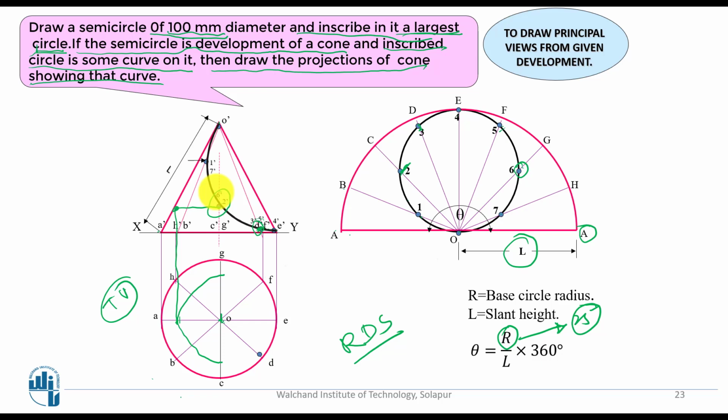2 as well as 6. 2 is there on this side and 6 is there on the back side. So now you are going to be transferring, this is 2 and this is 6. On these particular points you are going to transfer all the corresponding points here. Just you can transfer.